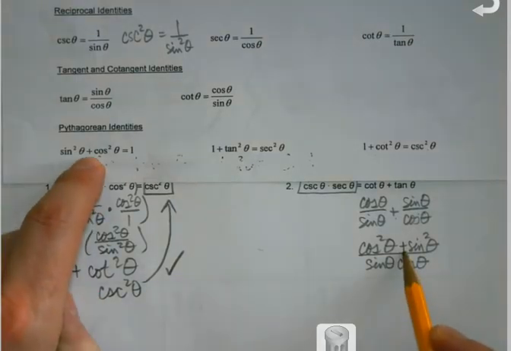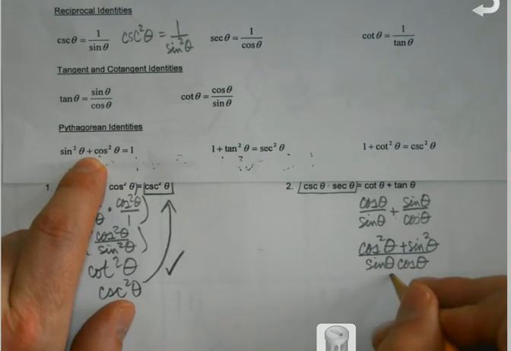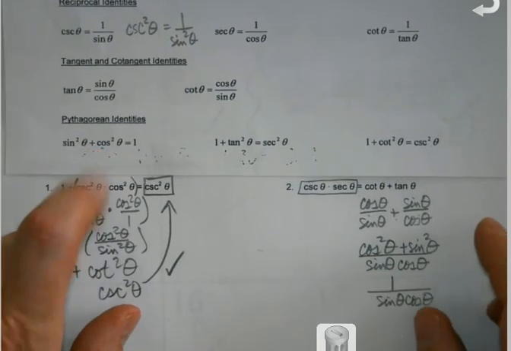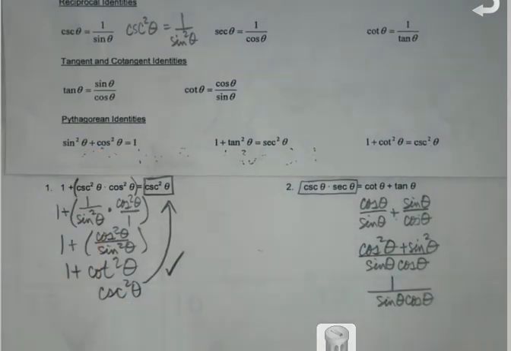It sure does. Sine squared plus cosine squared is 1. So I have 1 over sine theta cosine theta. And some of you may be in a panic at this point. You're like, wait a minute, we're at one fraction. That's two separate things. What are you doing?